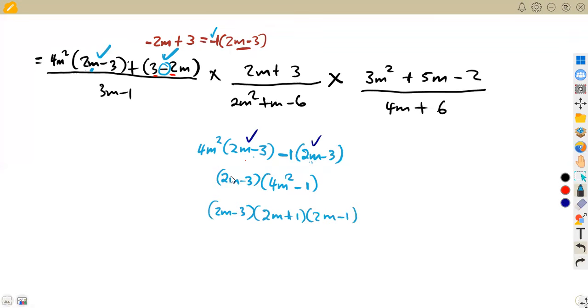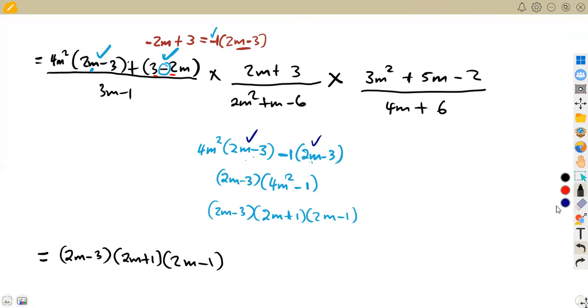Everything that we read is just to confuse us. So this whole part, we are now having these three brackets. So we are going to have 2m minus 3. The order here does not matter whether you started with this one or that one. So just write all your brackets: 2m plus 1 into 2m minus 1.